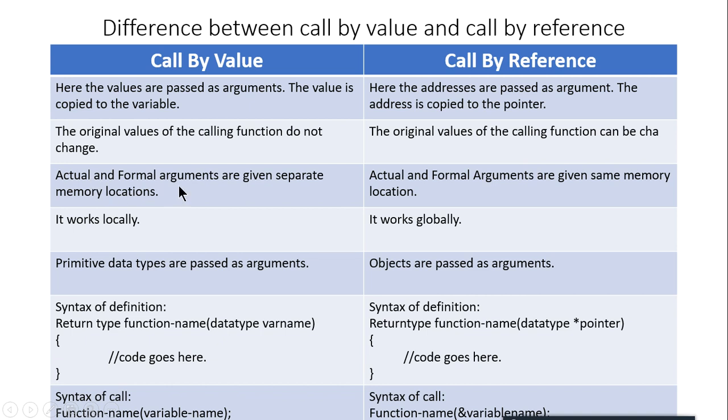Actual and formal arguments are given separate memory locations in call by value, as I have told you, but not in call by reference. It works only for local variables. It works for global variables as well. Generally, int, char, float, double primitive data types are passed as arguments. Pointer objects are passed as arguments. So this is the syntax of definition and call, and we have implemented it practically in the programs.